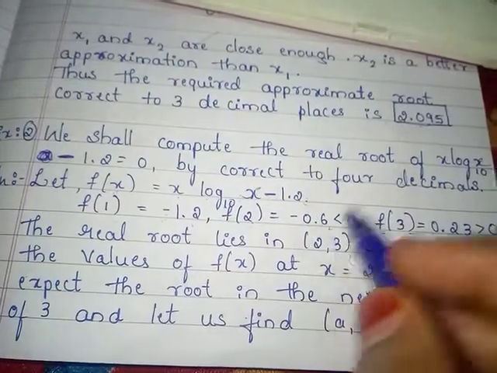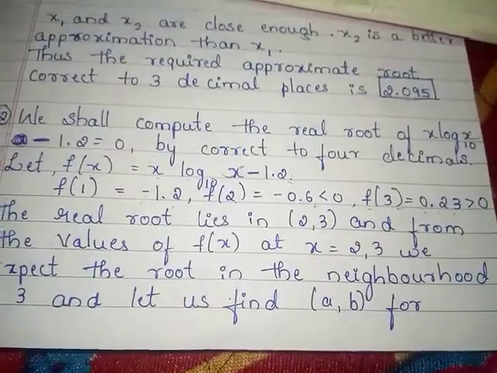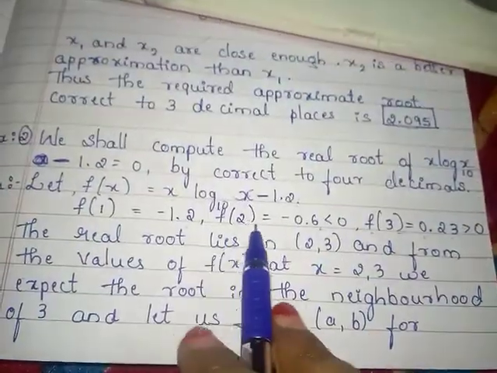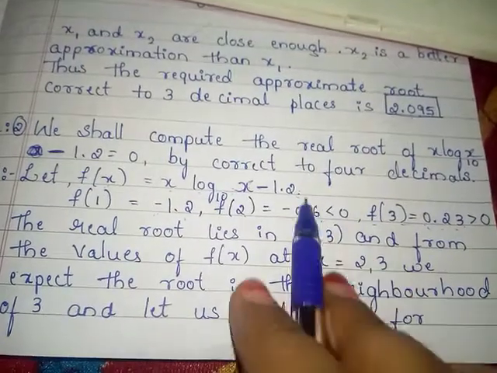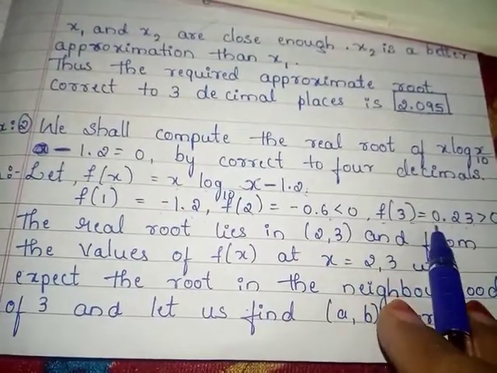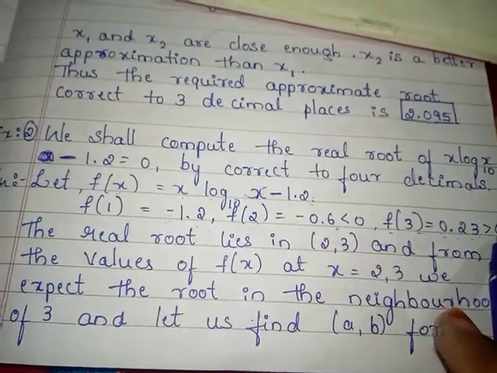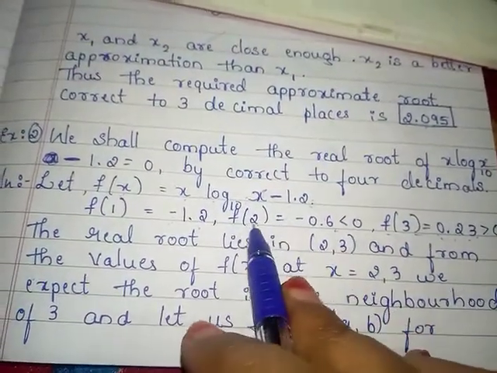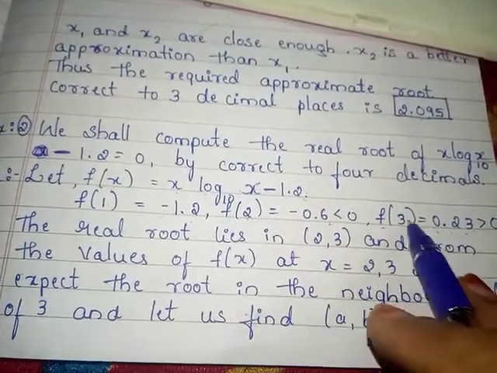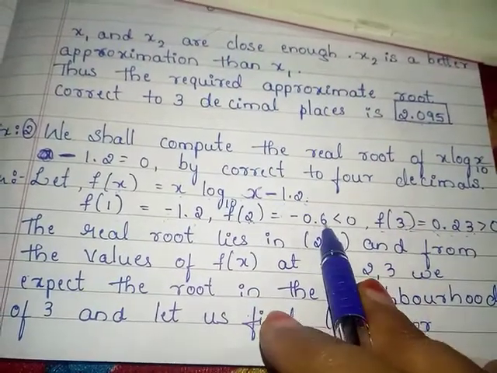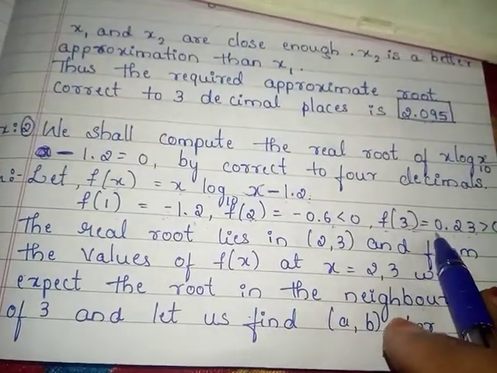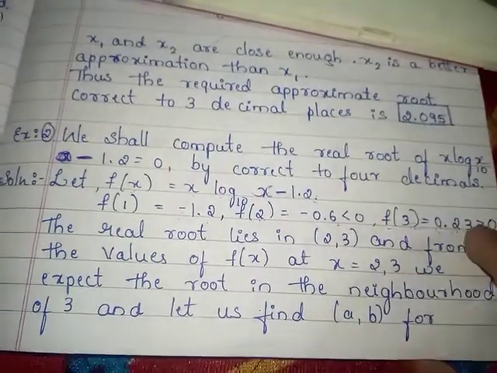We know that f of a value is less than 0 and f of b value is greater than 0. See here, f of 2 is equal to minus 0.6 which is less than 0. f of 3 is equal to 0.23 which is greater than 0. Therefore, a is 2 and b is 3, and this is the value of f of a and this is the value of f of b.